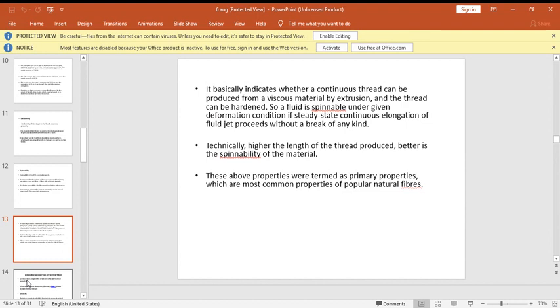Interestingly, the spinnability term is commonly used in the case of man-made fibers manufacturing process. It basically indicates whether a continuous thread can be produced from the viscous material by extrusion and the thread can be hardened. So, a fluid is spinnable under given deformation condition with steady state continuous elongation of fluid jet that proceeds without a break of any kind. Technically, the higher the length of the thread produced, the better is the spinnability of the material. These above properties were termed as primary properties, which are the most common properties of popular natural fibers.